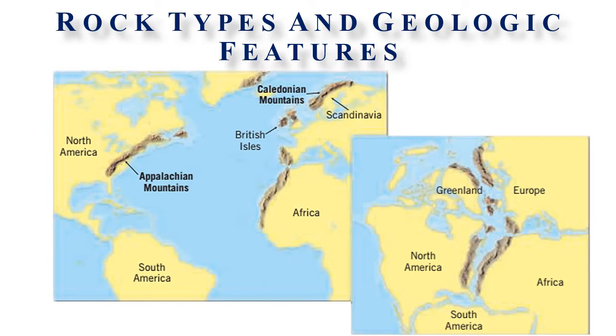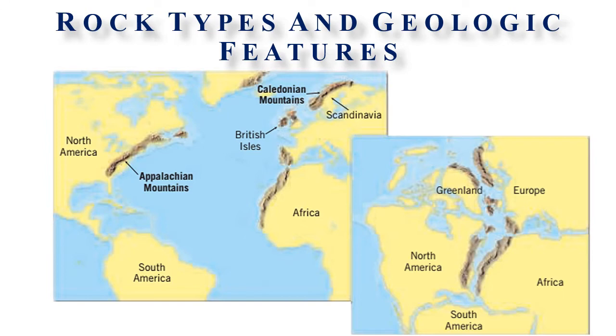Similar evidence can be found in mountain belts that terminate at one coastline and appear on landmasses across the ocean. For instance, the mountain belt that includes the Appalachians trends northeastward through the eastern United States and disappears off the coast of Newfoundland, as we can see here in the figure.